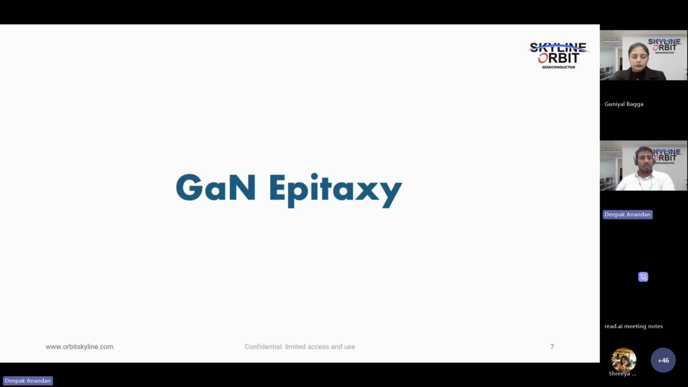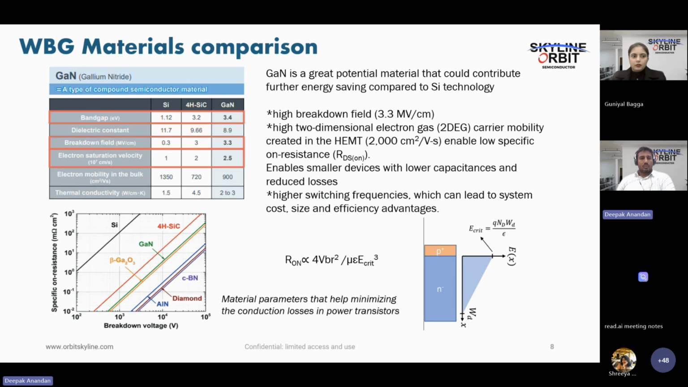So next, I would like to briefly give an introduction about the gallium nitride epitaxy, how it has been grown, and why you need an epitaxial technique, unlike silicon carbide or silicon, because you can make the device out of the substrate itself.